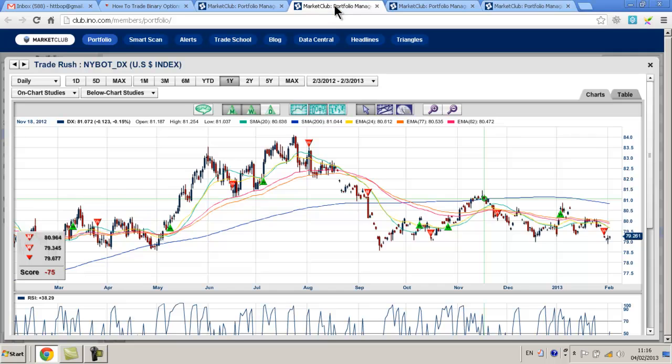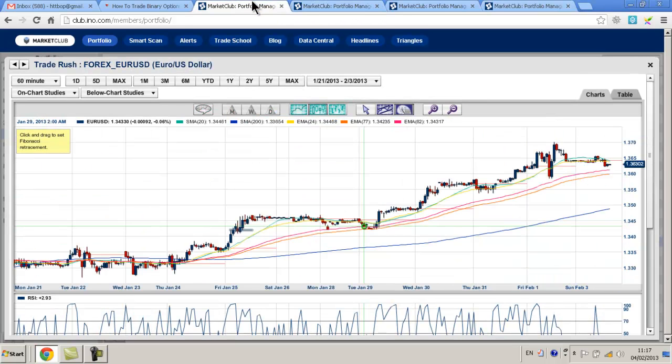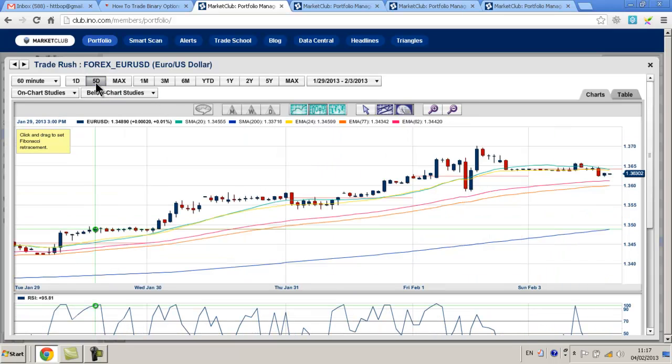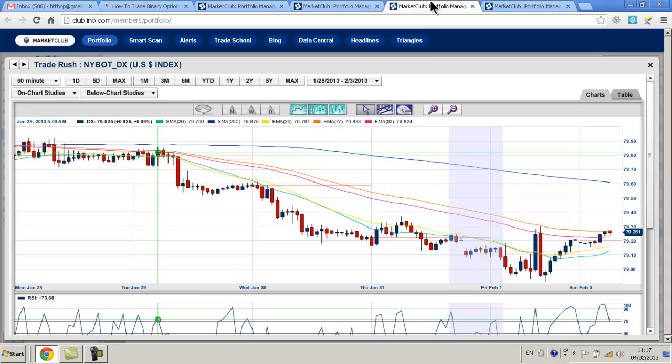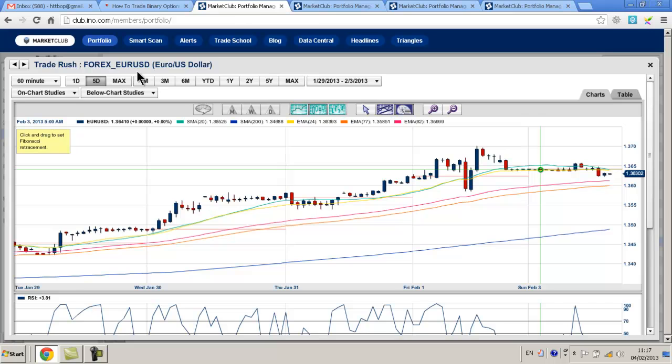If we look at it on a smaller time frame, let's look at it on a 60-minute chart. So this is this last week, last 5 days, and let's look at the dollar index also on the last 5 days. So this is the dollar index, it's moving down. And it's our euro, it's moving up.